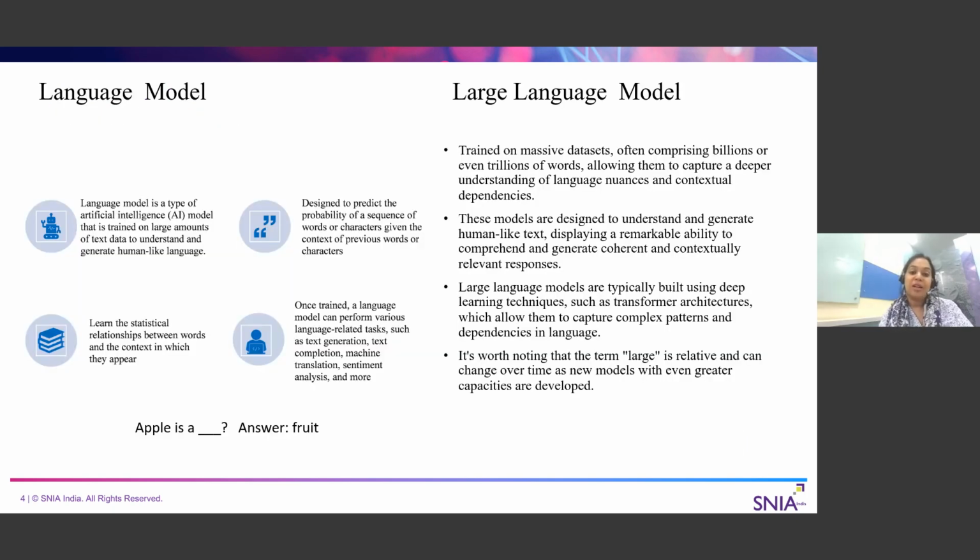Now, before we deep dive into what is an LLM, first we need to understand what is a language model. A language model is a type of artificial intelligence model that is trained on a large amount of text data to understand and generate human-like language. Now, where do you exactly use this? In day-to-day examples, we use it for language translation, text generation, image classification, and sentiment analysis. There are a lot of tasks which a language model can do.